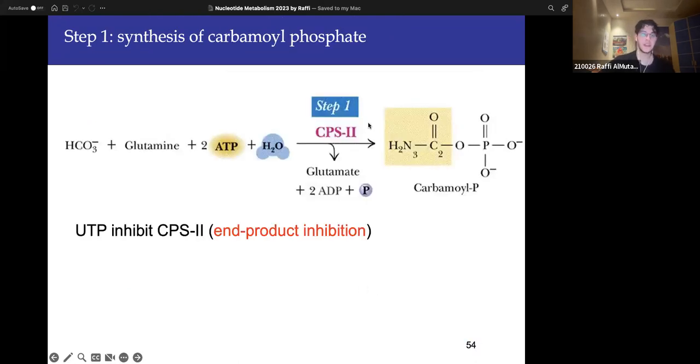Back to this, the enzyme that makes carbamoyl phosphate is something called CPS2, carbamoyl phosphate synthetase 2. So what will happen is that we'll have CPS2, and this will make carbamoyl phosphate. Also, something to note is that this is end product inhibited by the molecule UTP. So UTP will inhibit CPS2, and this is a feedback inhibition in the form of end product inhibition.